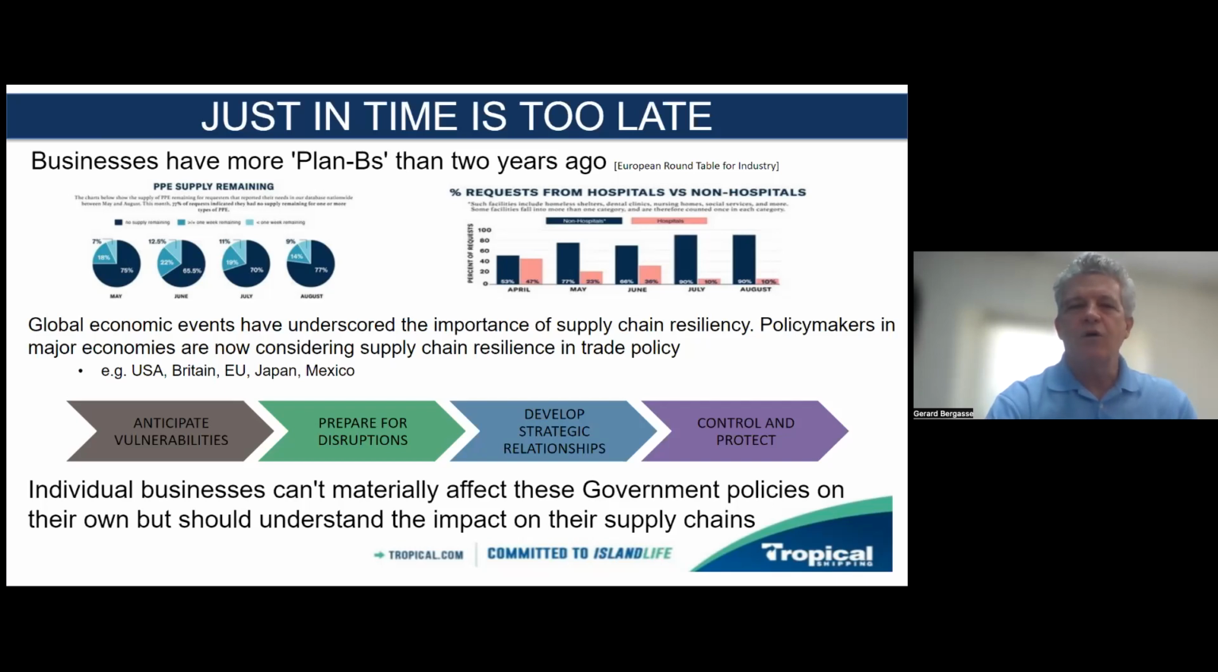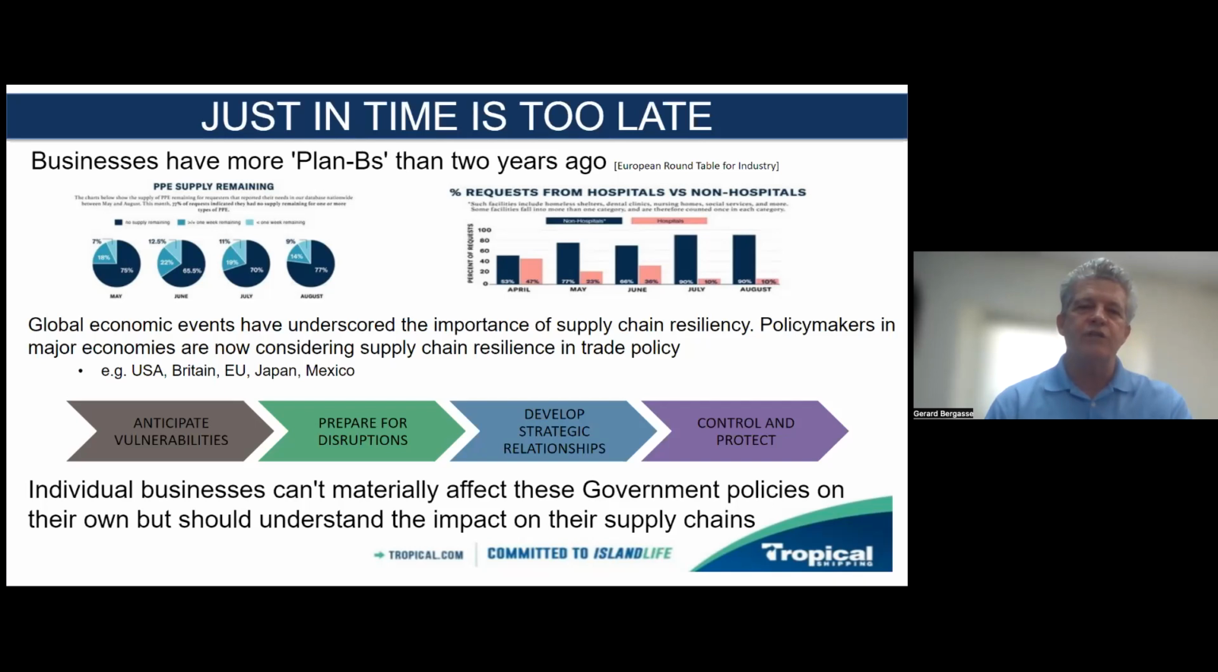Policymakers as well are also considering supply chain resilience in trade policy and in trade negotiations. The US, Britain, the European Union, Japan, Mexico are all doing that sort of thing. They are building supply chain resilience into their trade policy negotiations with other countries, studying supply chain vulnerabilities to get data to inform those policy decisions.